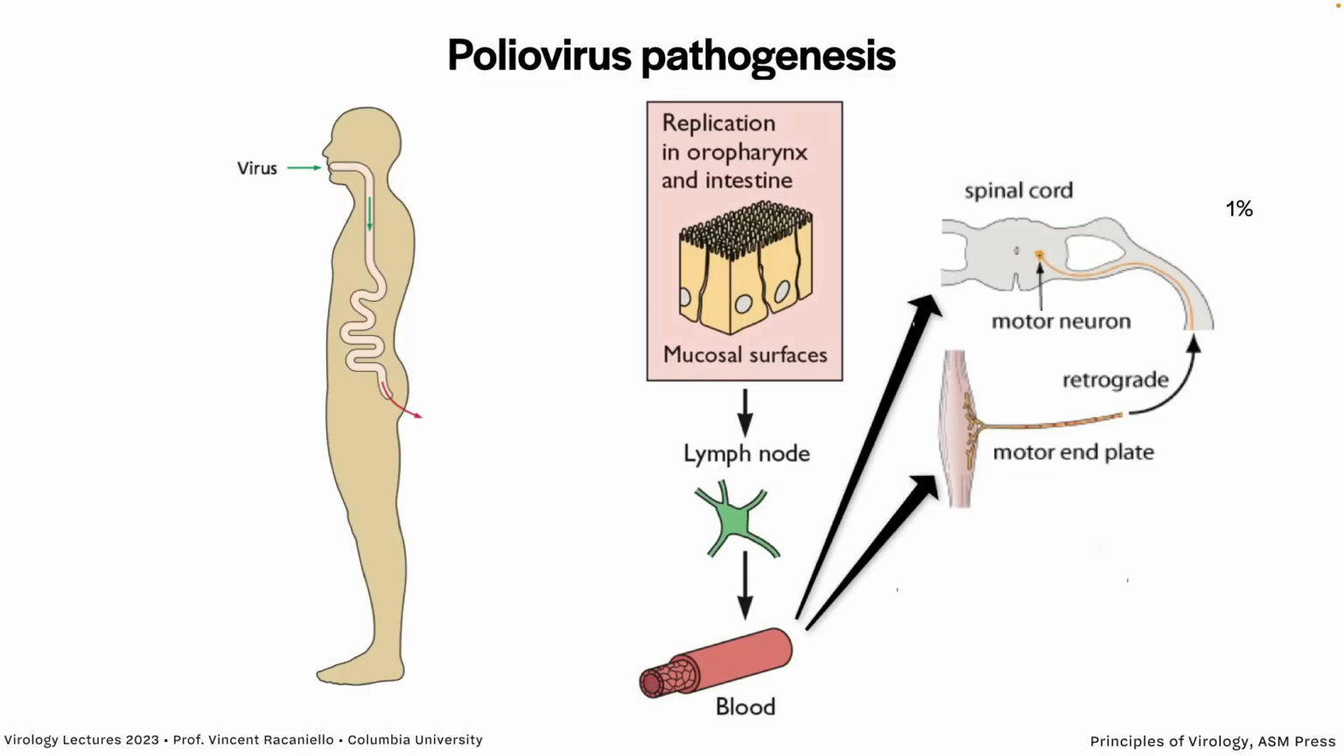It sets up a viremia. It gets into the blood, so it goes through the basement membrane, gets into the blood. And then in 1% of infections, it gets into the central nervous system. It seems to go into the muscle, travel by axonal transport to the spinal cord, eventually the brain. It destroys motor neurons, and you get paralyzed. That's the pathogenesis.